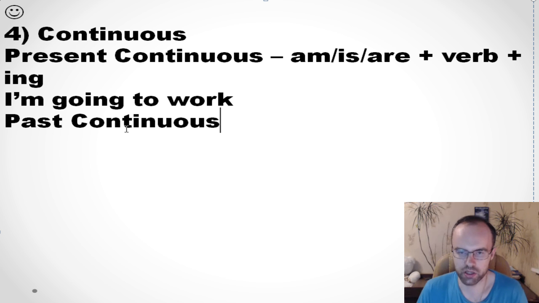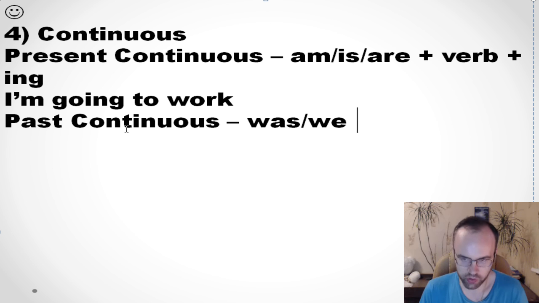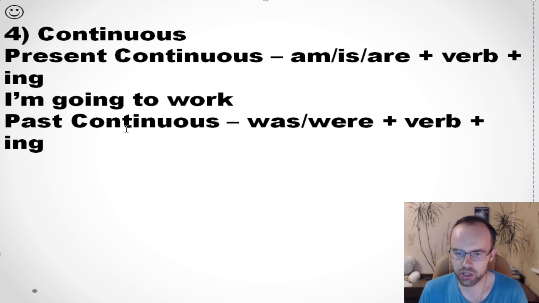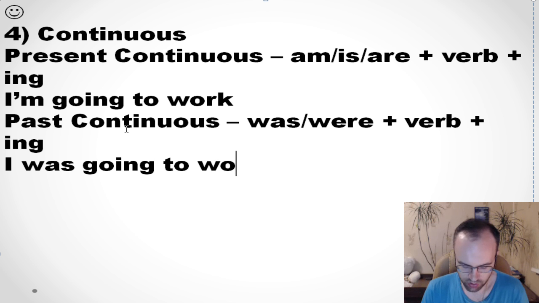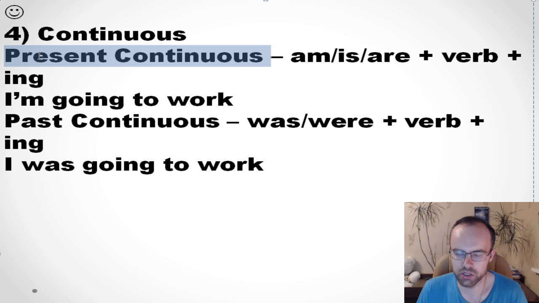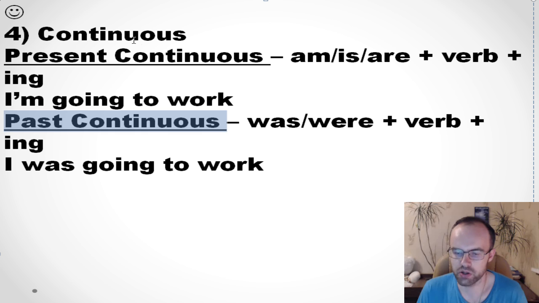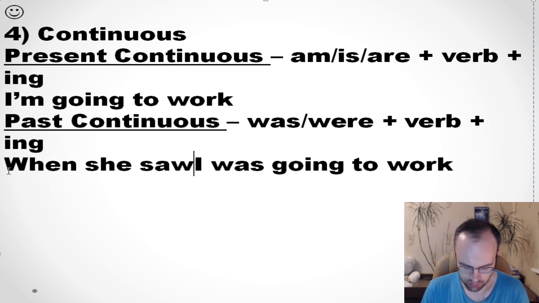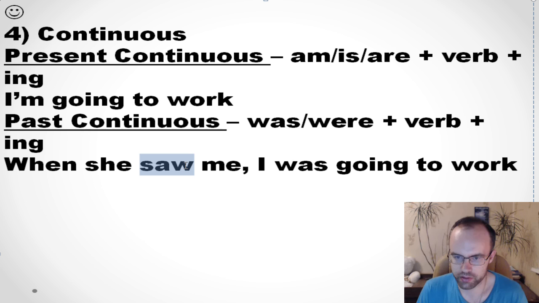Past continuous. Okay? How do we form it? Was plus verb plus ing. It's a long action in the past. So I, he, she, it was. I was going to work. We often use it in complex sentences, which consist of two parts. For example, when she saw me, I was going to work. So we often see this situation when there is one short action and one long action. I was going to work.